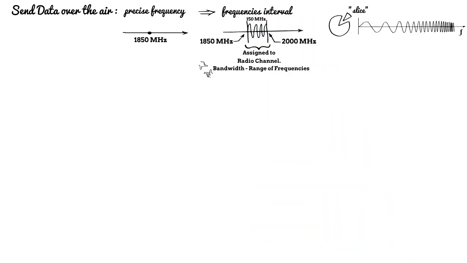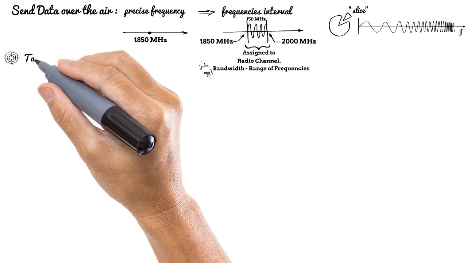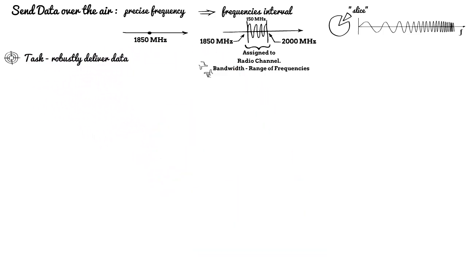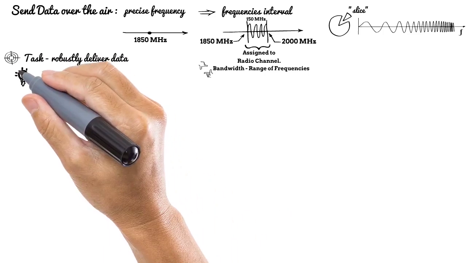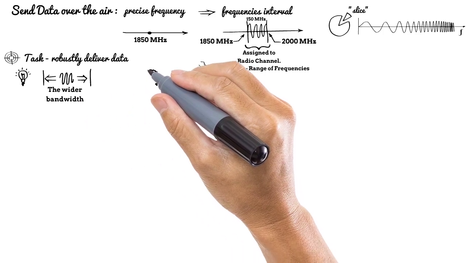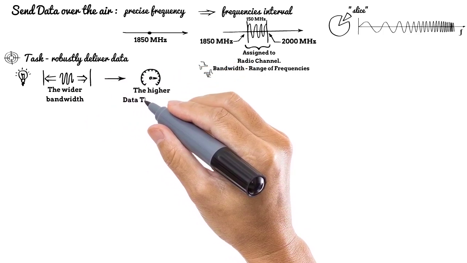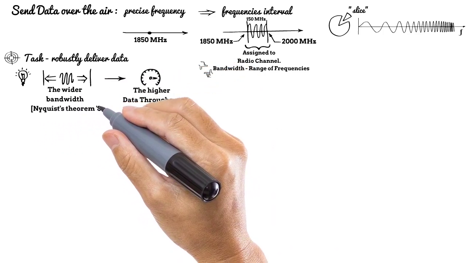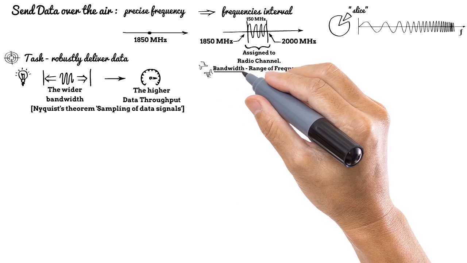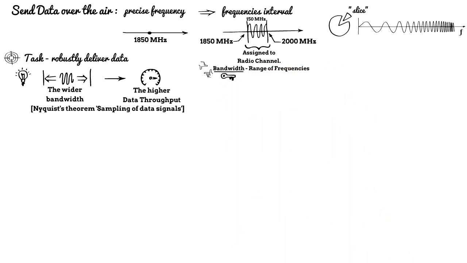Now coming back to the data throughput topic, within a task to robustly deliver data over the radio, regardless of radio conditions. The main idea is, the wider the radio channel bandwidth, the higher the data throughput that could potentially be achieved. This comes from Nyquist's theorem about sampling of digital signals, which is out of scope for this video. Bandwidth is the key and starting point for our data throughput discussion in mobile networks radio channels.